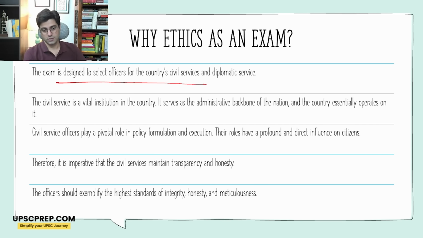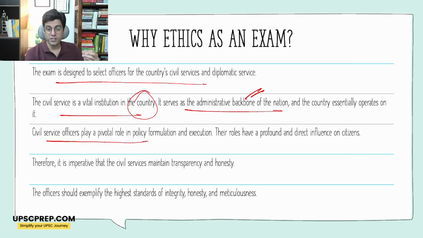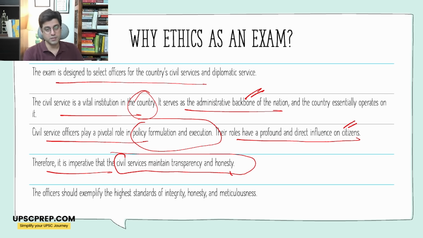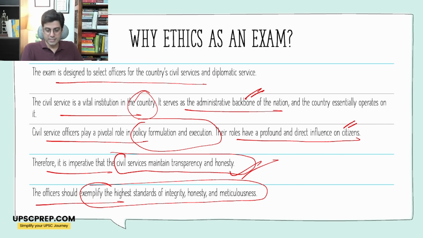How would you approach a problem? Civil service is a vital institution in the country. It is the administrative backbone of the nation. Civil service officers play a pivotal role in policy formulation and execution. Even though a minister is the one who eventually agrees to it, it is the civil services which discuss the legislation, publish the rules, everything. Their roles have a profound and direct influence on citizens. Therefore, it is imperative that civil services maintain transparency and honesty. So the officer should exemplify the highest standards of integrity, honesty and meticulousness.